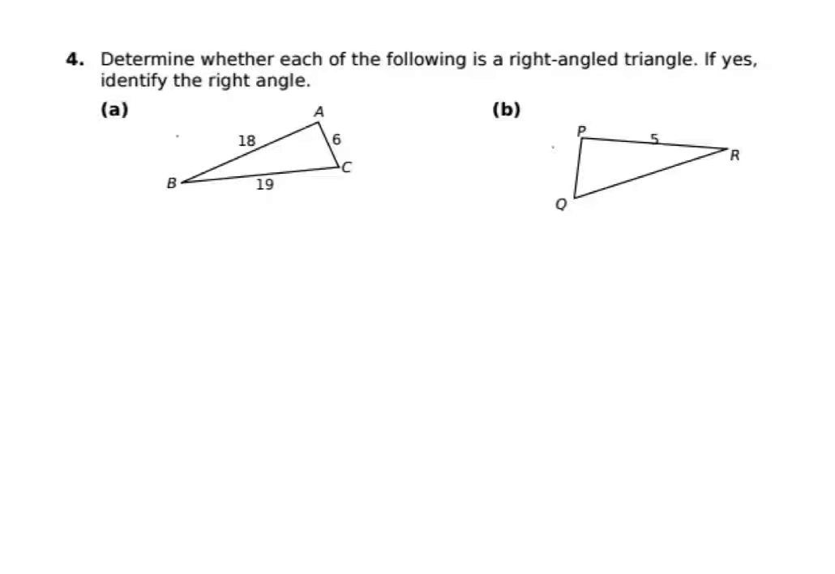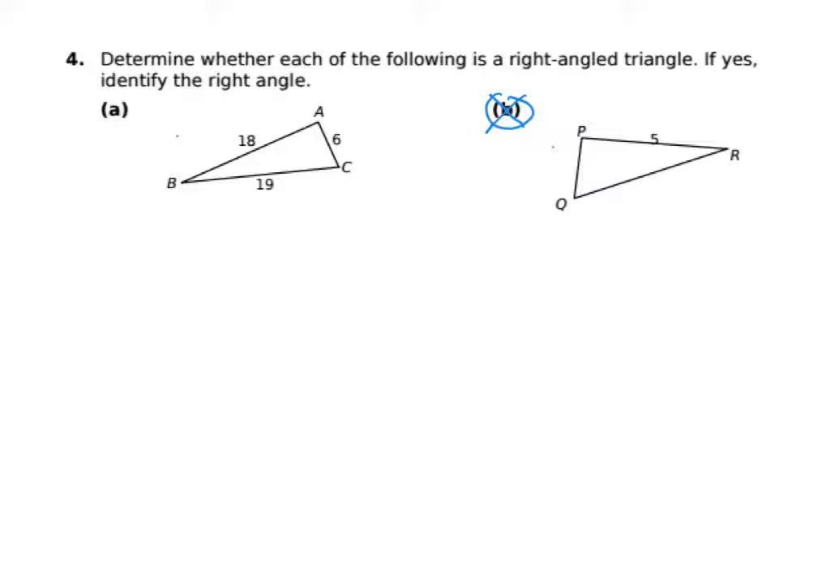This question is from RSTEP. Determine whether each of the following is a right angle triangle. If yes, identify the right angles. There are two parts, part A and part B. But for part B, we do not have enough information, so let me just take part A as an example.